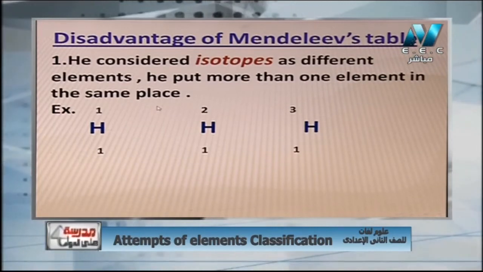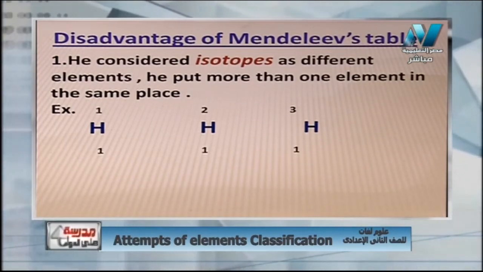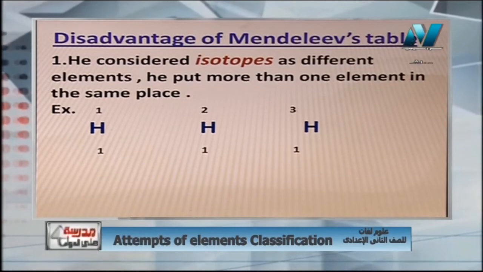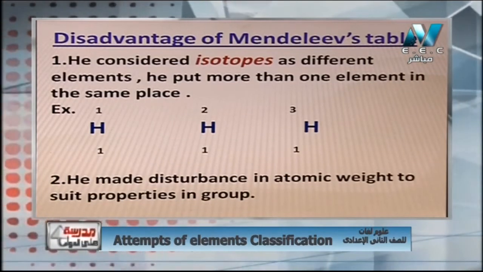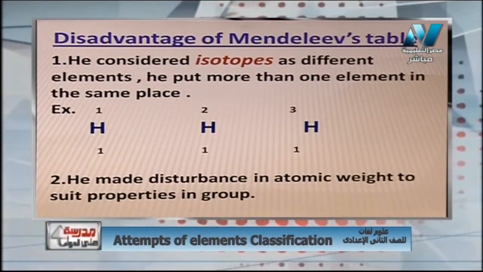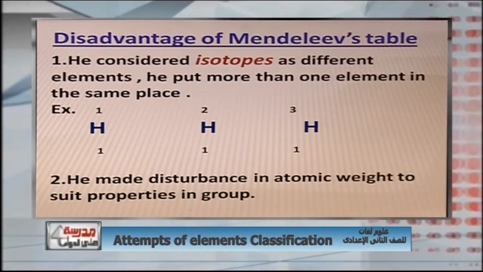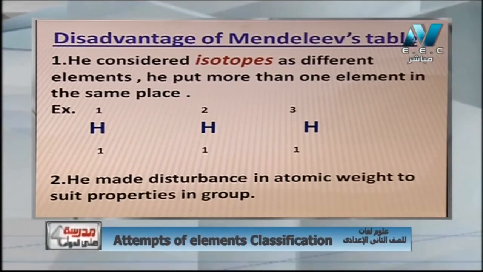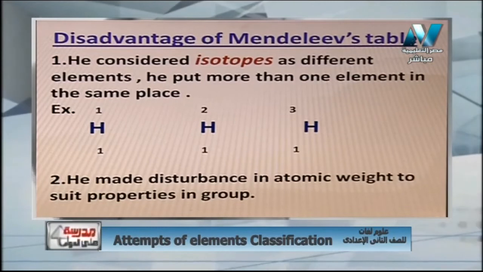Okay, what are the disadvantages of Mendeleev? The isotopes were considered as more than one element, and this mistake made him put more than one element in the same place. The second one, he made a disturbance in atomic weight. As we said, he made the arrangement ascendingly, atomic weight 1, 2, 3, and so on. He disturbed this arrangement because he found that some elements are similar, so he put them beside each other without considering the atomic weight. So the disadvantage of Mendeleev's table: he made disturbance in atomic weight to suit the properties.